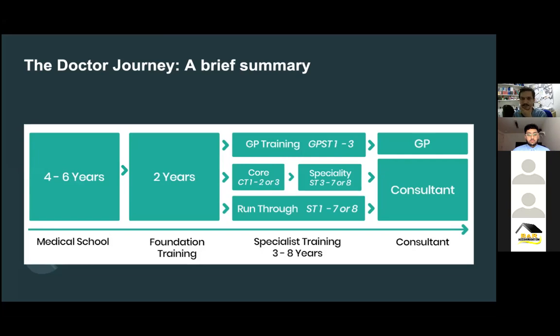And then thirdly, it's kind of like a run-through program. An example for this would be a surgical program where you'd become a core surgical trainee and basically go through maybe 1 to 7 years as a trainee, then as a registrar, and then finally as a consultant. Obviously, this is a brief overview. There are lots of different specialties and pathways, but these are the three main ones that we're used to and talk about.